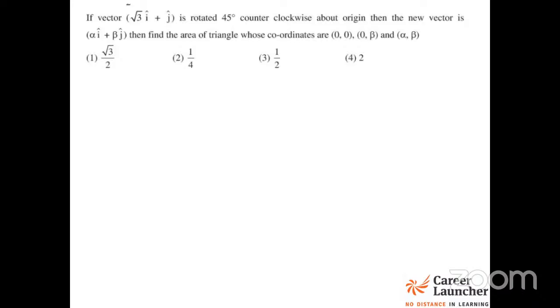See the next one. If the vector root 3 i plus j is rotated by 45 degrees anti-clockwise about the origin, then the new vector is given by this. Then find the area of the triangle whose coordinates are 0, 0, 0, beta and alpha, beta. Okay, so we need to find the values of alpha and beta. So we have a vector whose initial dimensions are root 3 and 1.